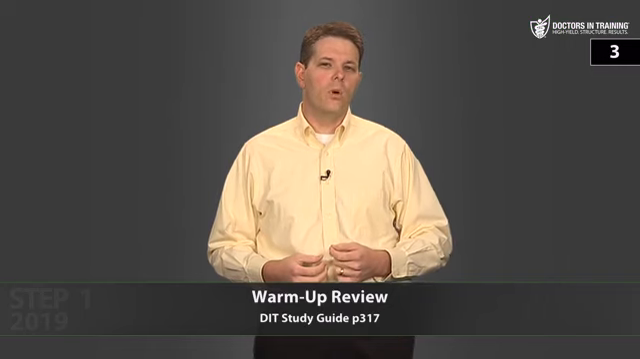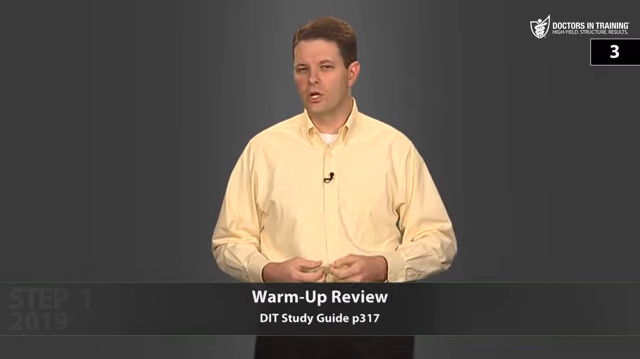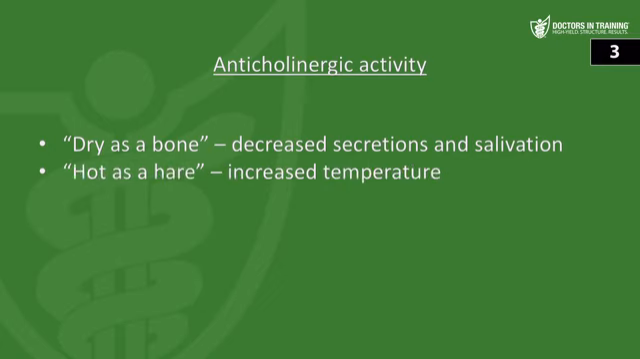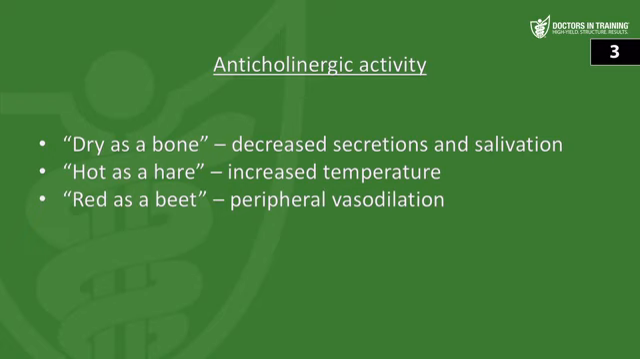And the last one, what are the signs and symptoms of anticholinergic activity? So you're dry as a bone, so you have decreased secretions and decreased salivation. You're hot as a hare, which is increased temperature. Red as a beet is peripheral vasodilation.